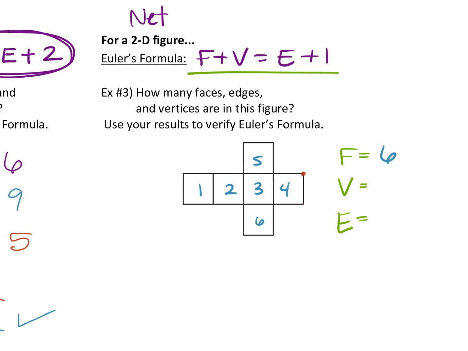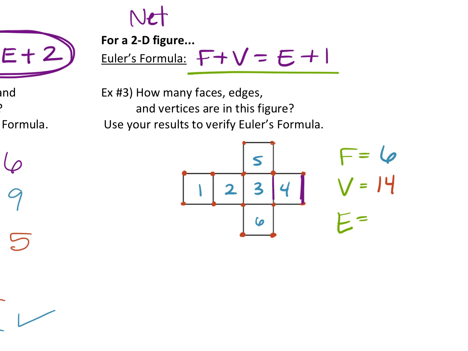How many vertices? 8? 12? You have to count all of those. There's 14, right? Every one of those points is a vertex. So you have 14 in the net. You wouldn't if it was folded up, right? How many would you have if it was all folded up? 8, right? Okay.